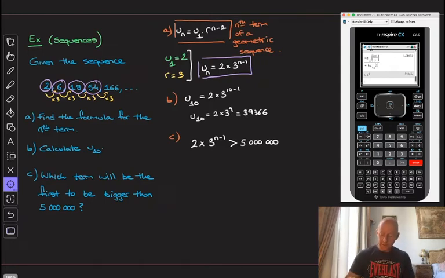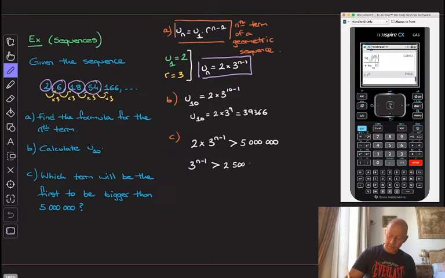So let's look at this. First thing I'm going to do, just like we did in the previous equations we worked through, is divide both sides of this equation by 2. The objective being I want to isolate this 3 to the power of n minus 1. Okay? That's the first thing we'll do. So we'll say 3 raised to the power of n minus 1 has to be greater than 5 million divided by 2. Okay? 5 million is an even number. Don't go writing that as a fraction. That's just going to be 2,500,000.